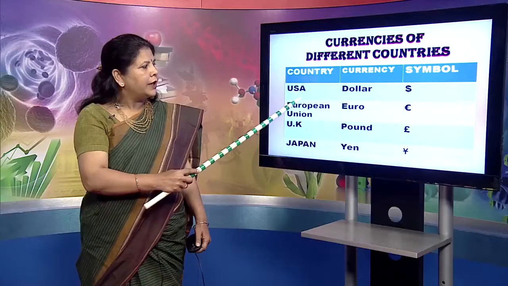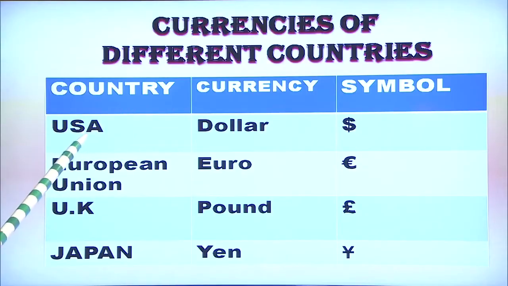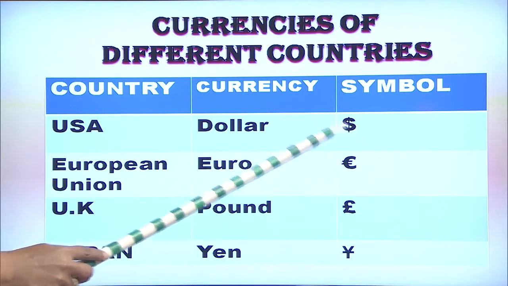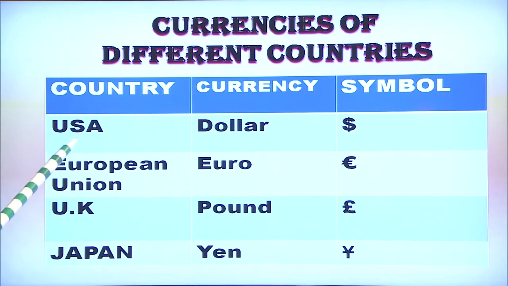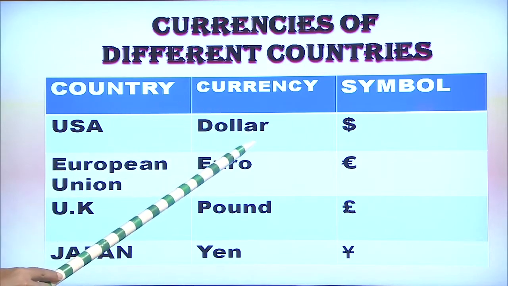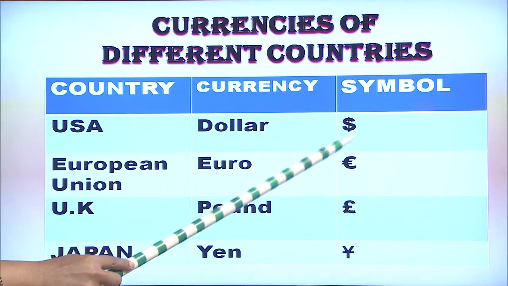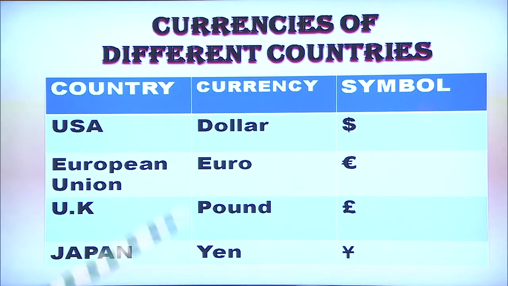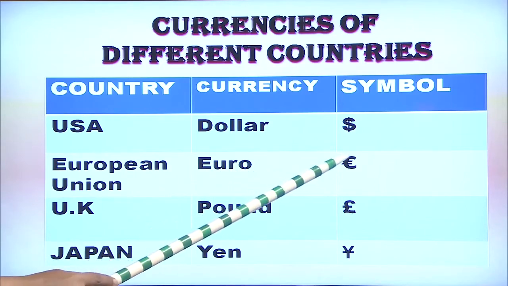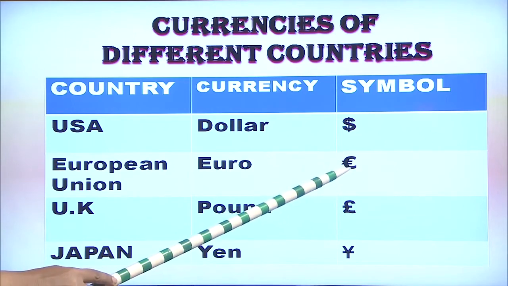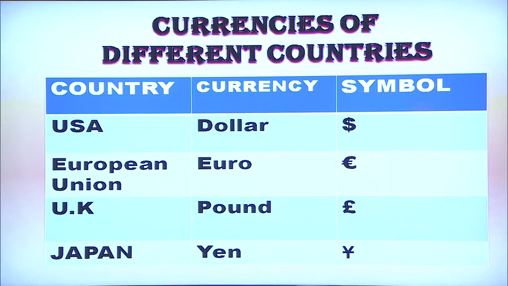Here, just so that we can understand better, we have some countries with their currencies and the symbols of these currencies. First one is the United States of America. It has its currency as dollar, and the symbol, as you can see, is an S vertically cut. The European Union, which is a combination of various countries of Europe, has euro, and the symbol is a kind of an E with a double horizontal cut.